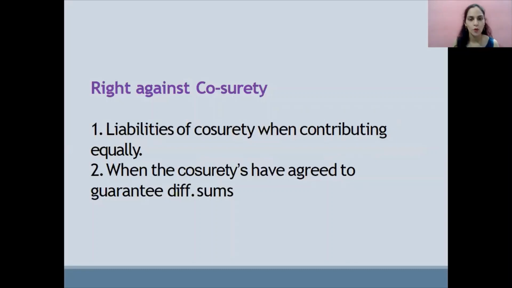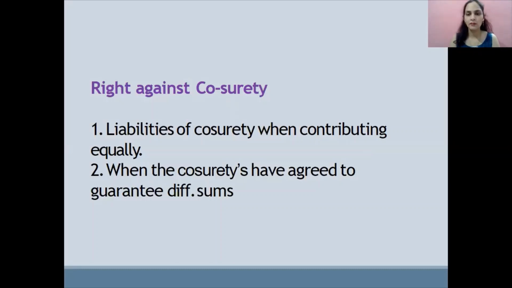Next is right against co-surety. We have three manifold rights. First is creditor, second is debtor, and third is co-surety. First, we understand what is co-surety. When a guarantee has been given by more than one person, those people are termed as co-sureties. Like for a loan amount given to Mr. A of rupees 10 lakhs by B, Mr. X, Y, and Z, three people, have given a guarantee. So X, Y, and Z will be termed as co-sureties, the guarantors who are coexisting.